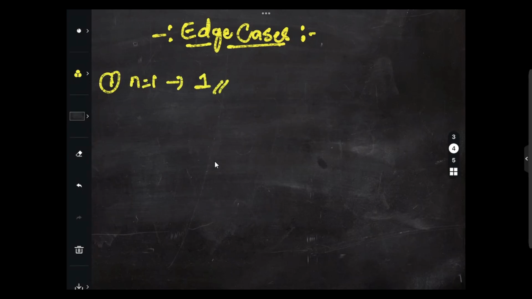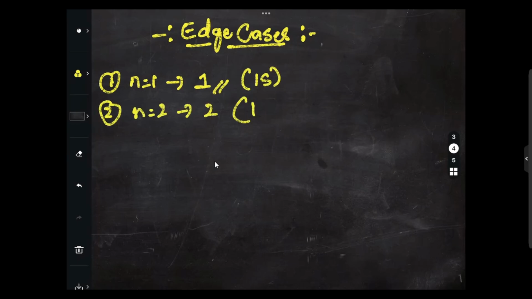Why? Because there is only a single step, so there is only one way: we will take one step at a time. For the second edge case, let's consider n equals 2. There are two ways: either we can take one step plus one step, or directly take two steps.